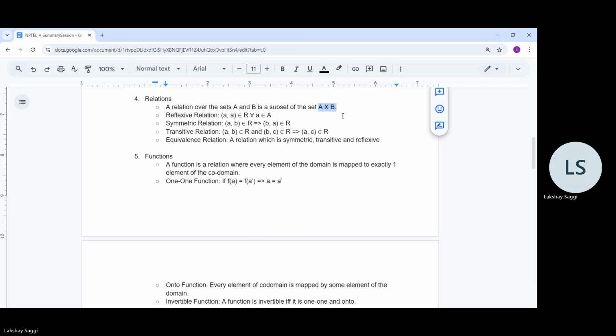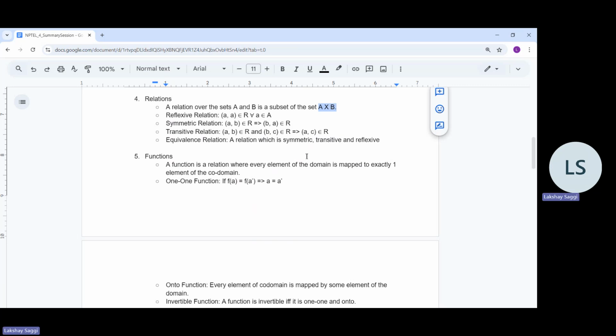I hope everyone knows what a domain and a codomain is. Domain is all the values which the input variable can take in a function, and codomain is just the set out of which the function can take values. So input values correspond to the domain and output values correspond to the codomain.